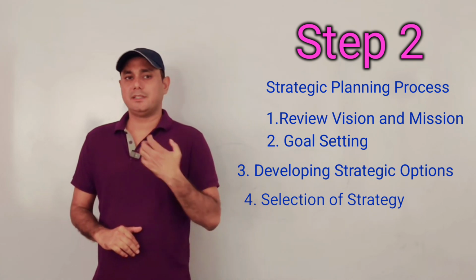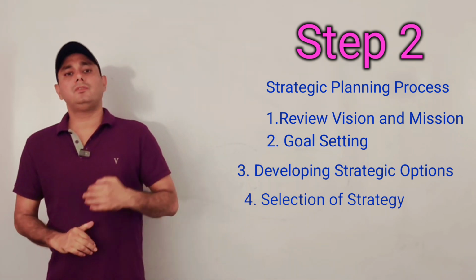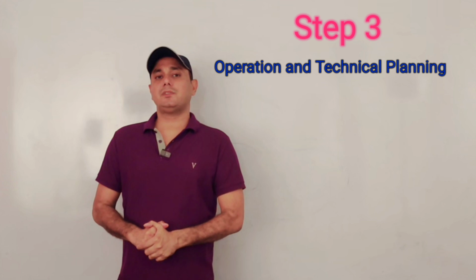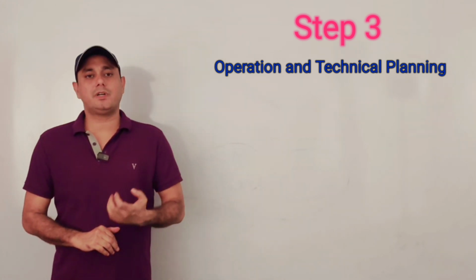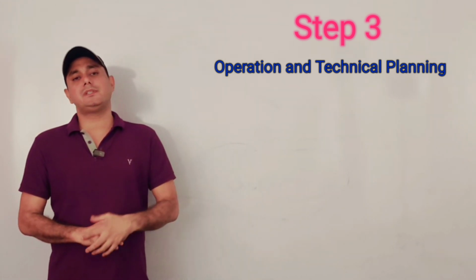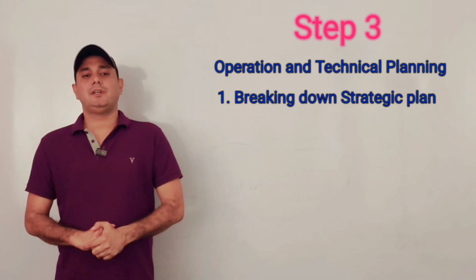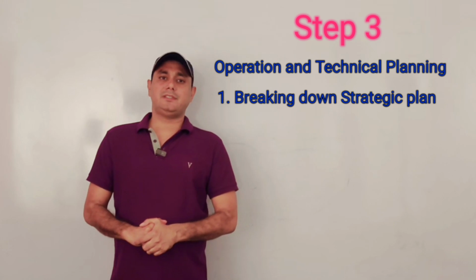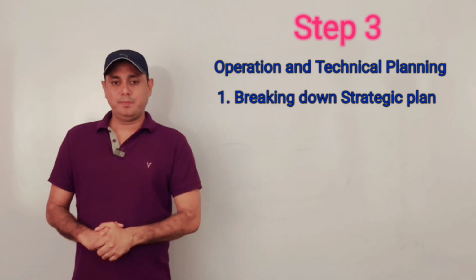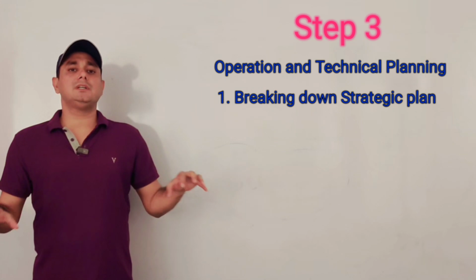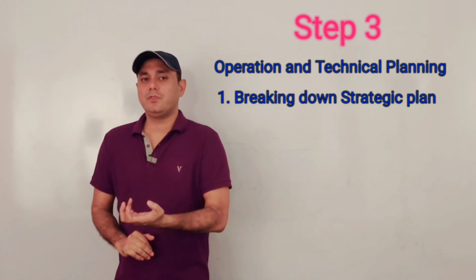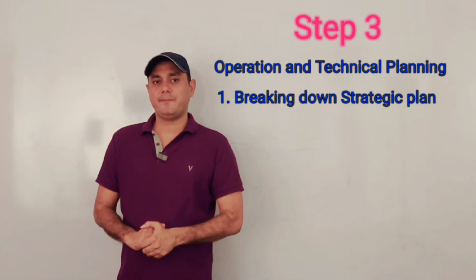You prepare a strategic plan. Now the third step is to prepare an operational or tactical plan. During the process of operational or tactical planning, you need to break down the strategy into small tasks, small actionable activities, and they should be divided among the departments. Departmental strategy, or you can say unit-wise strategy, is prepared over here.